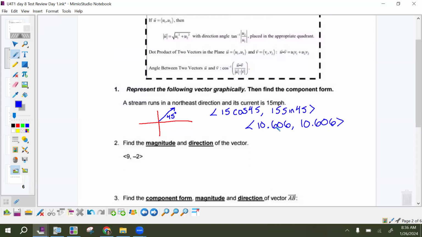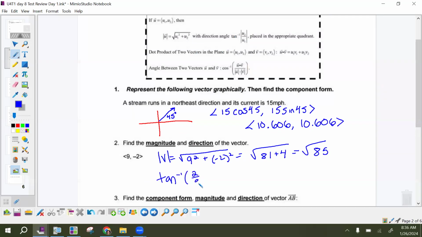Okay, find the magnitude and direction. Now, magnitude is provided, that's this equation right here. So the vector has the magnitude of, so that's the lines like this, 9 squared plus negative 2 squared. I'm going to leave this exact as the square root of 85. Direction, we've got tangent inverse of y over x. This is just going to give us the reference angle.